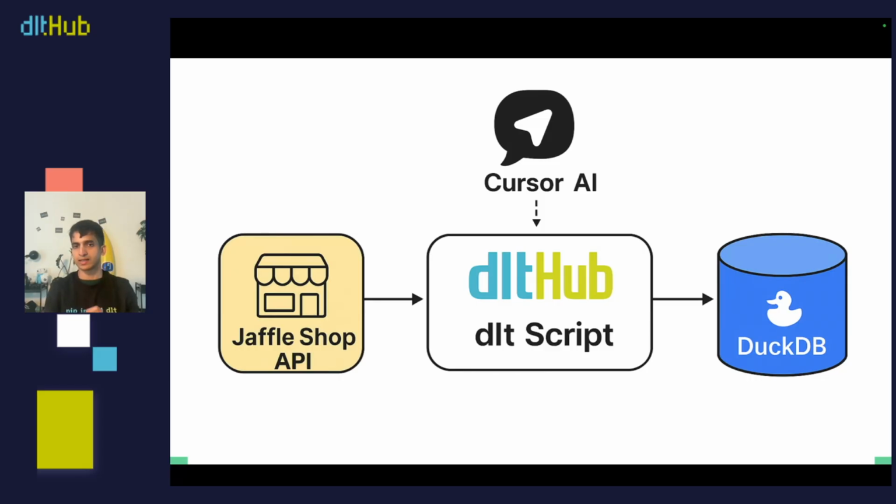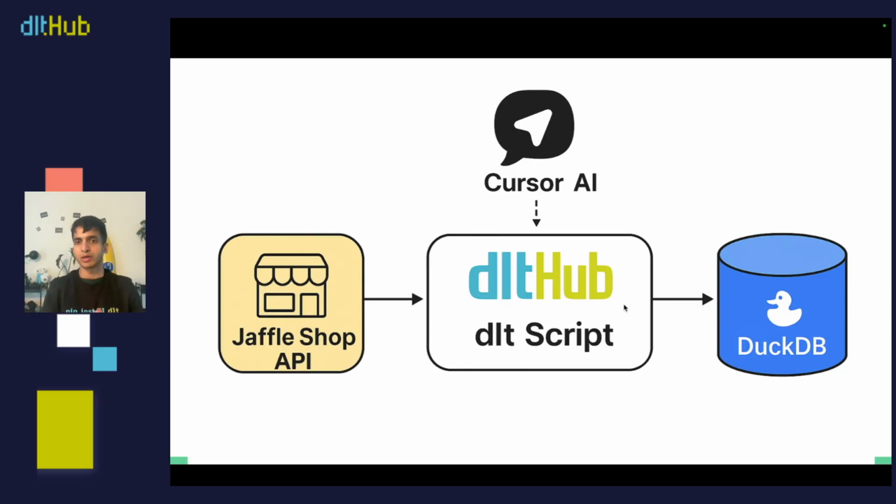It'll be created as we run the script. So basically, our API is already in production, and our DuckDB is going to be created while our code is running. So the majority of our focus for both the setup and the execution is going to be on Cursor AI and the DLT script.